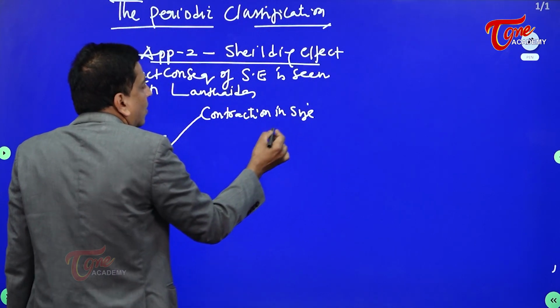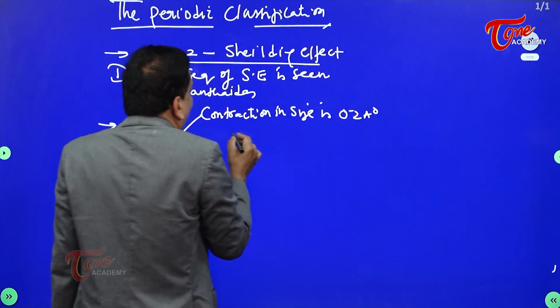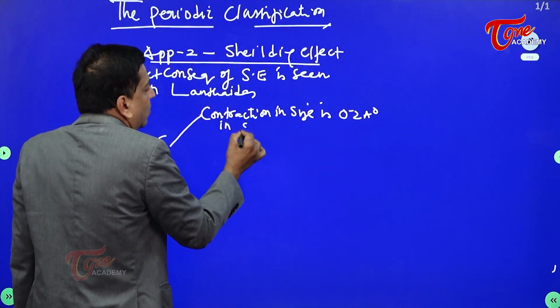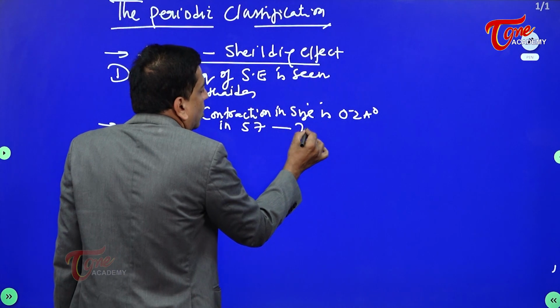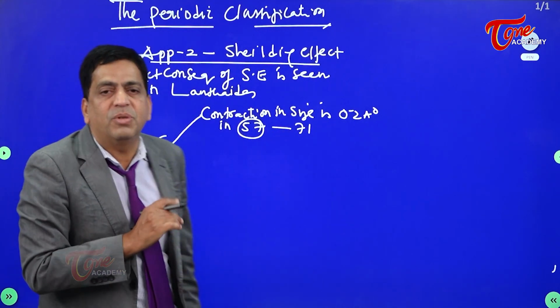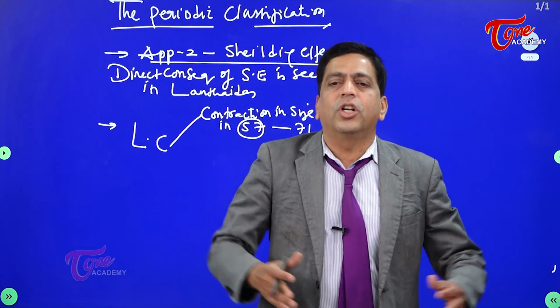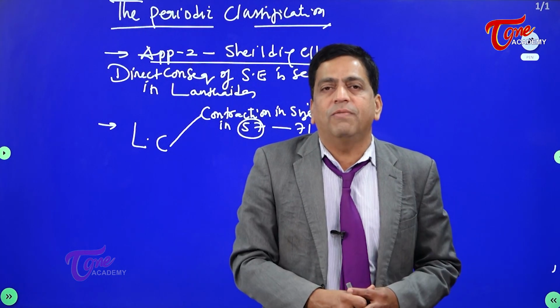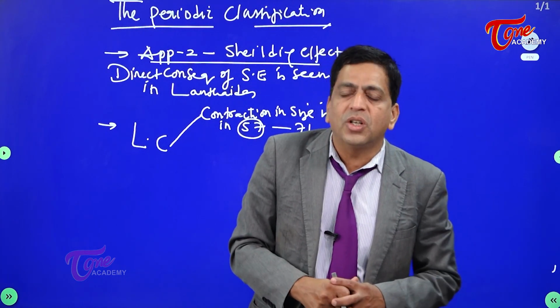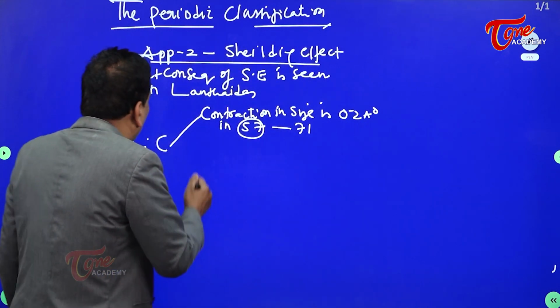Contraction in size is on an average around 0.2 angstroms in lanthanides, that is 57 to 71. This includes lanthanum. Even though technically lanthanum is a D block element based on its electronic configuration, if you look into the sizes, the average contraction which we find is 0.2 angstrom units, which is not a small one, and it cannot be discounted. You must understand that, right?